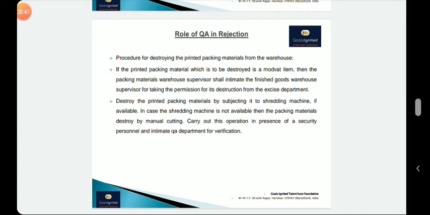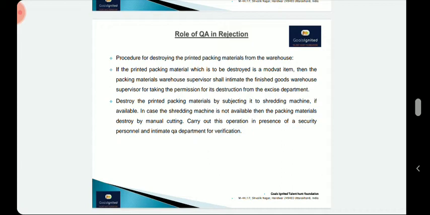So the permission is required to be taken for the destruction from the excise department. Destroy the printed packing material by subjecting it to the shredding machine if available. In case the shredding machine is not available, then the packing material is destroyed by manual cutting or carry out the operation in the presence of the security personnel and intimate the quality assurance department for verification. So these are the things which are required to be followed on the shop floor.